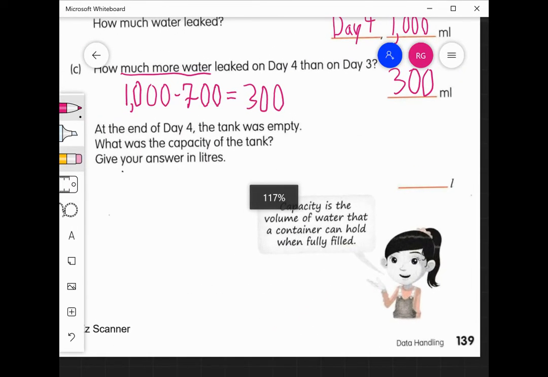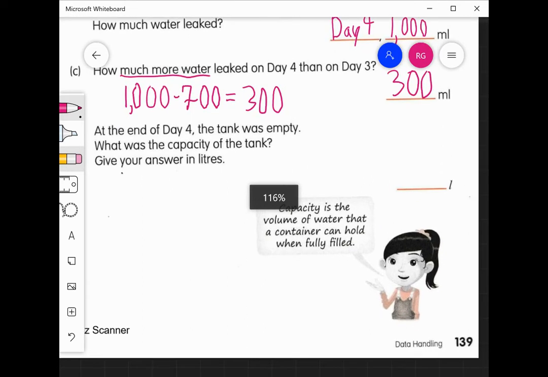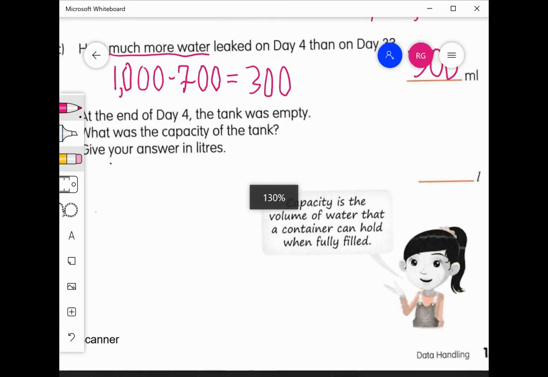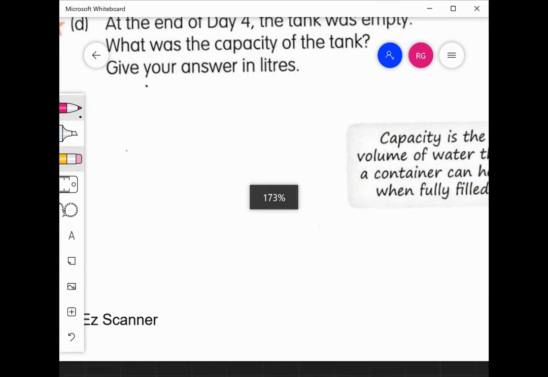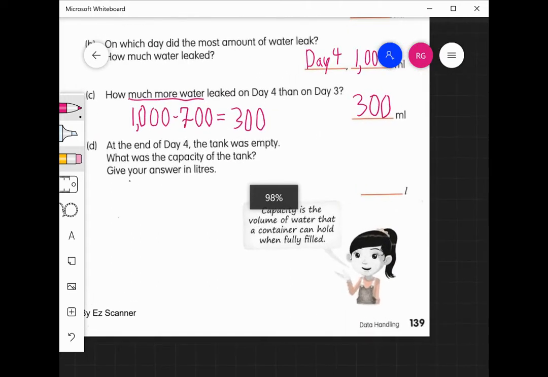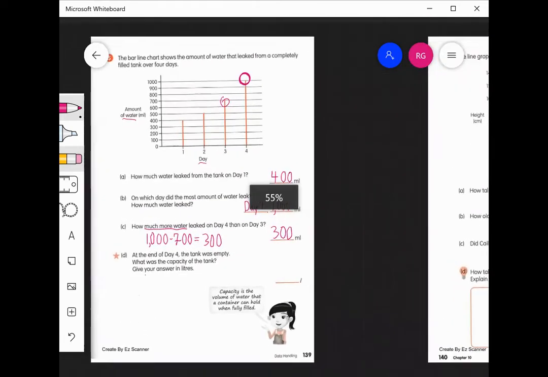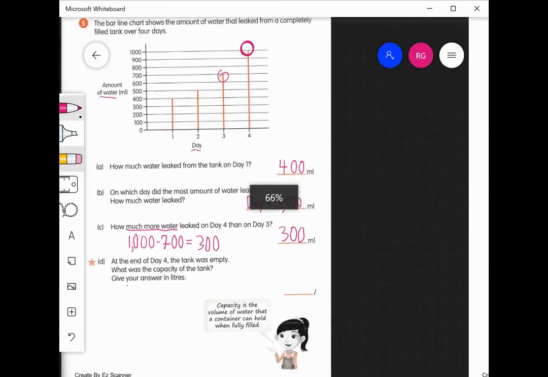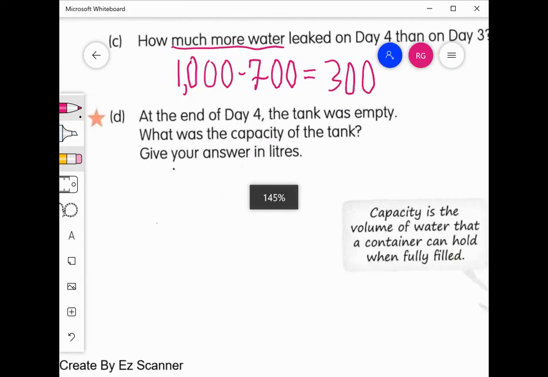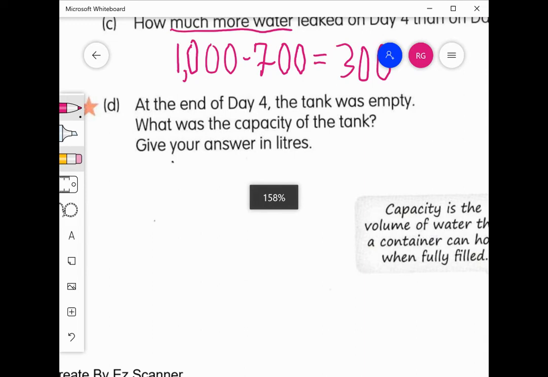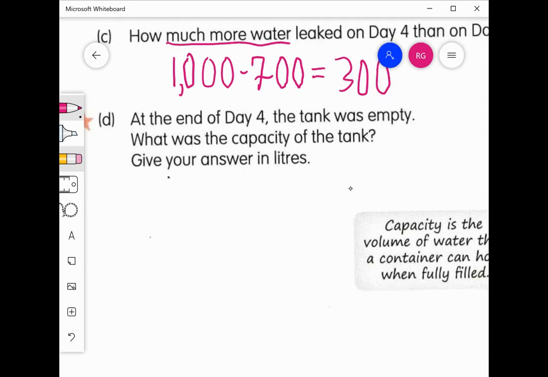It says at the end of day 4, the tank was empty. What was the capacity of the tank? Give your answers in liters. Well, you could draw a picture if you want, but basically, if we want to figure out the capacity, assuming that it was full on day 0, we could say that if we added all of these up, 400 plus 500 plus 700 plus 1,000, then we should have the capacity of the tank. So let's go ahead and add those up.